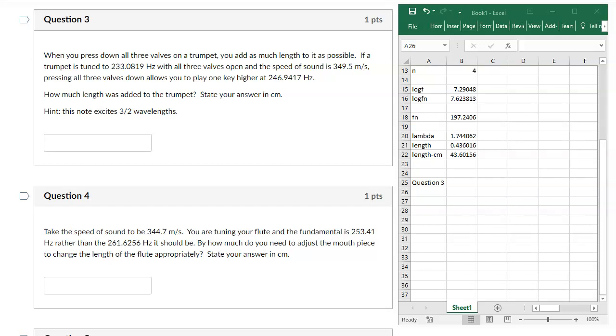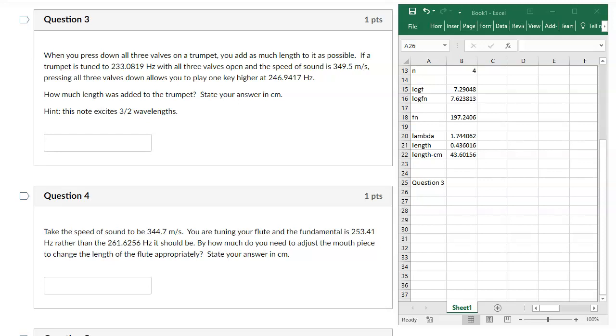Question 3 is about a trumpet where you've pressed down all 3 valves. This moves the trumpet from its fundamental, the B flat below the clef, or C on the trumpet clef, up 1 tone. And the question is, how much length have we added to the trumpet?